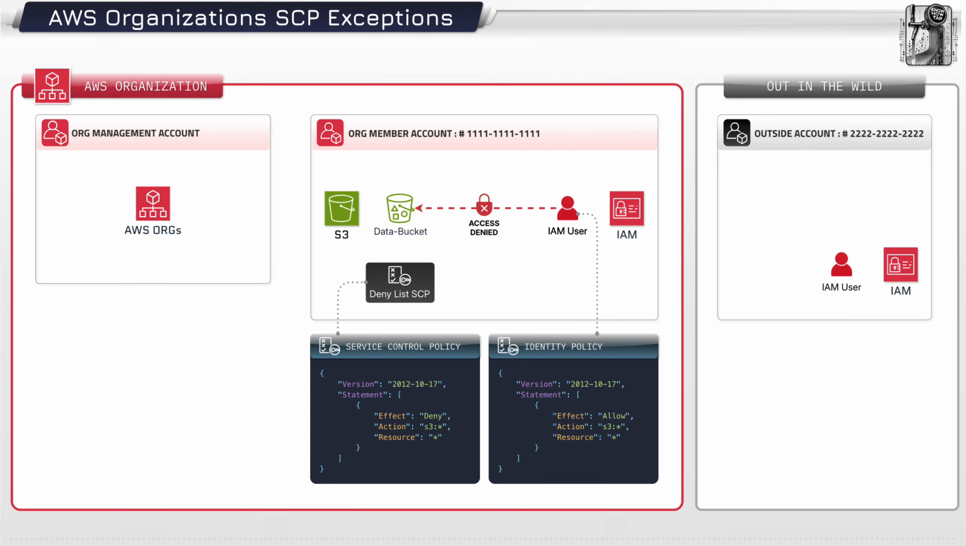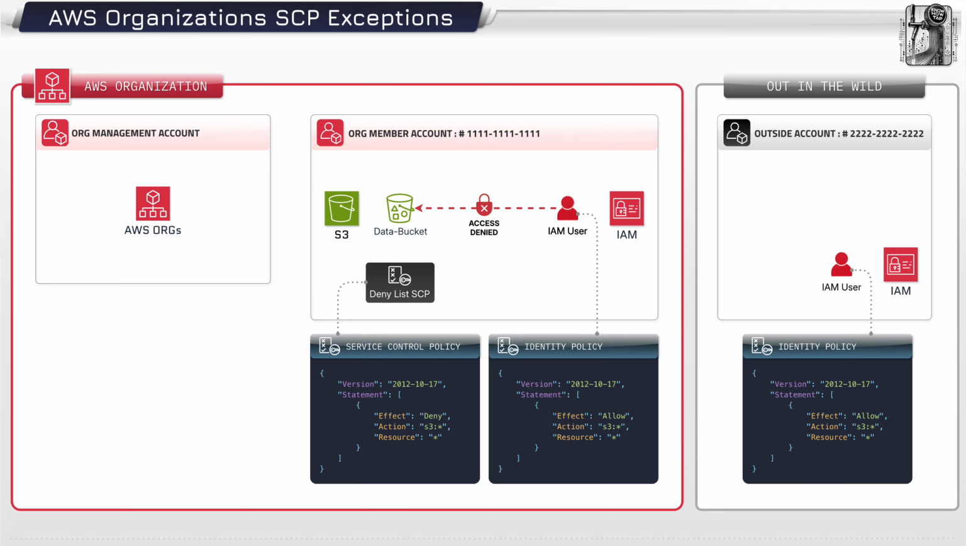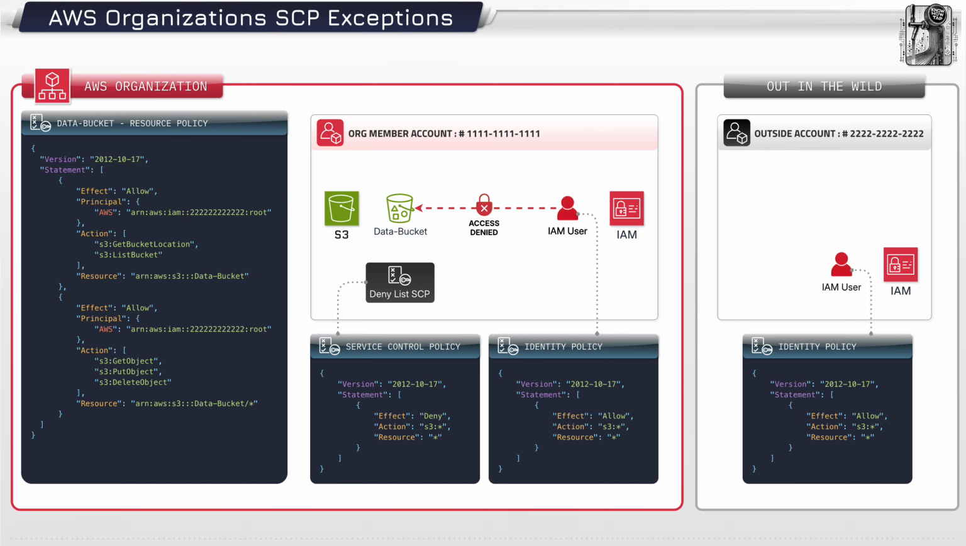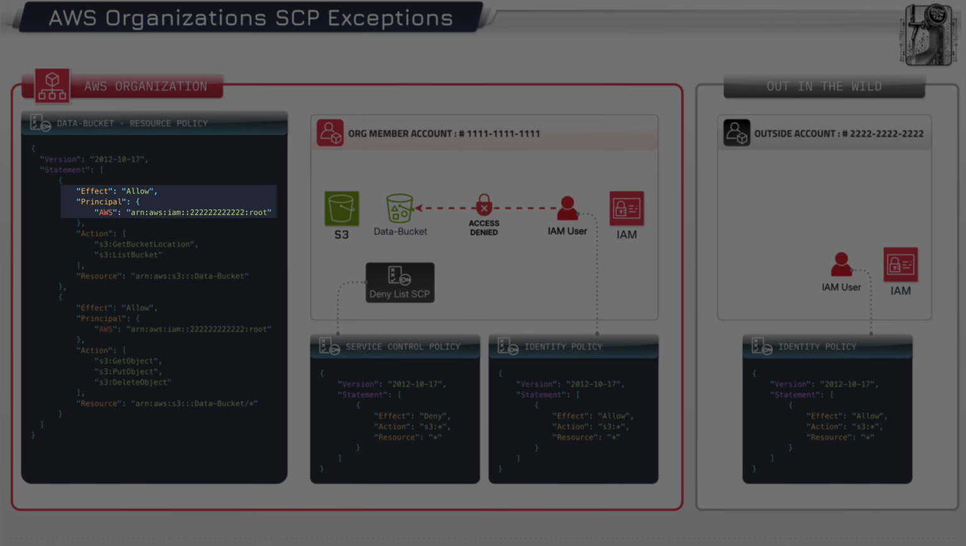Now let's add another AWS account that lives outside the organization. That account also has an IAM user with a similar identity policy that allows S3 access. At this point, that IAM user cannot access the S3 bucket in the organization's member account, and that's expected. In order to grant access from an external AWS account, we need to use a resource-based policy. In that case, that means attaching a bucket policy to the S3 bucket that explicitly allows access from a principal in the outside AWS account with whatever level of permissions we choose.